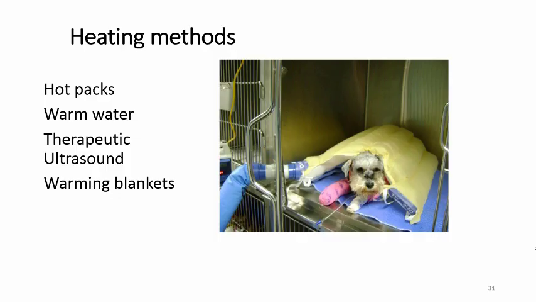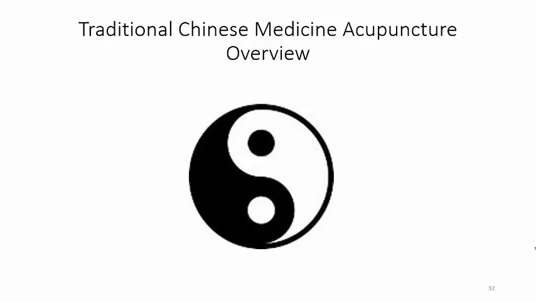We often use warm water. Our treadmill, we keep the water for our treadmill and our pool between 86 and 88 degrees because we want to decrease muscle spasm. And many times we're heating up our patients just by putting them in the treadmill.